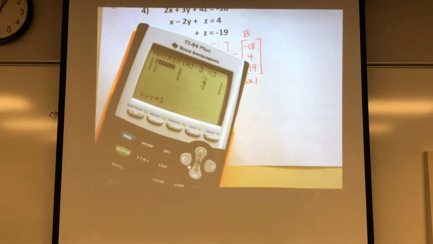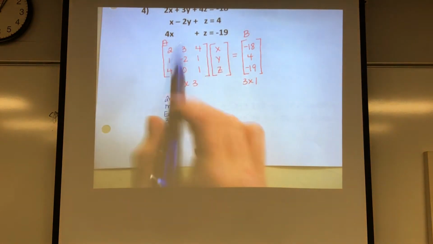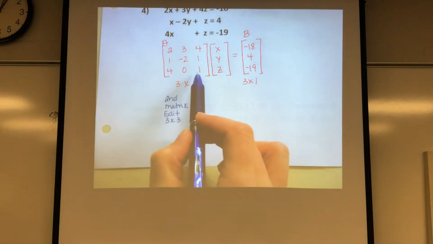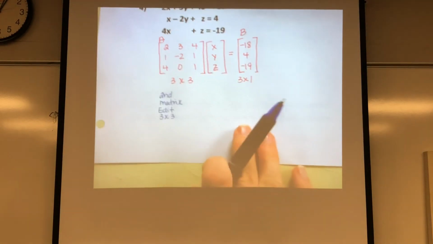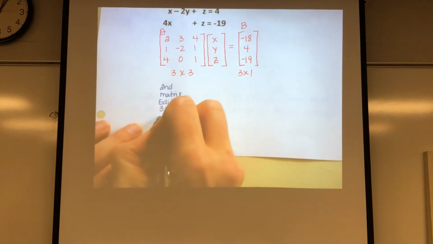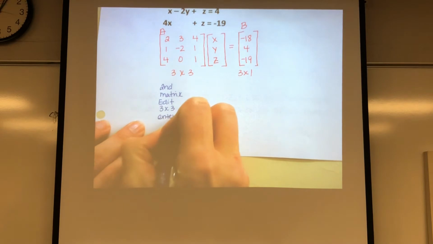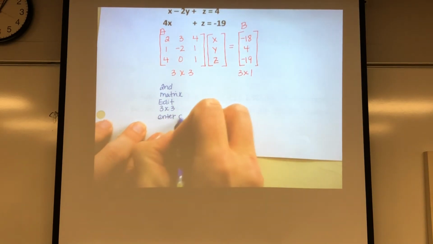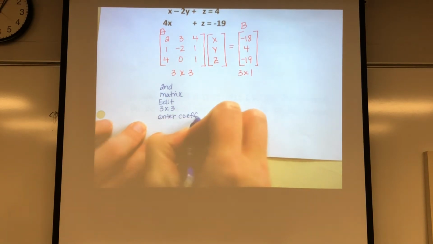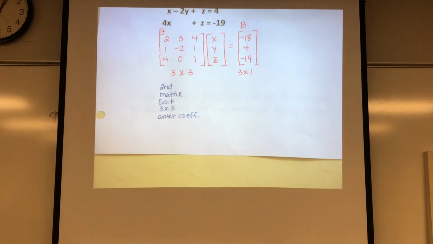Yours might have numbers in it, it might not. But I'm gonna now enter these coefficients into that matrix. So enter each one of those, hit 2 enter, 3 enter, into your calculator. So 2 enter, 3 enter, 4 enter. It goes across in rows.